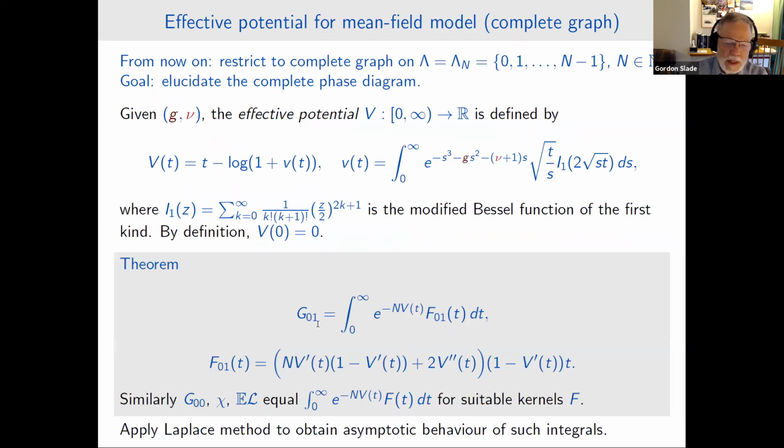Right, so G01 is when the points don't coincide. G00 is when they do. Those are the only two cases on the complete graph. Chi can be expressed as G00 plus n minus 1 times G01. The expected length is then given in terms of the derivative of chi with respect to nu divided by chi, with a minus sign, and so on.